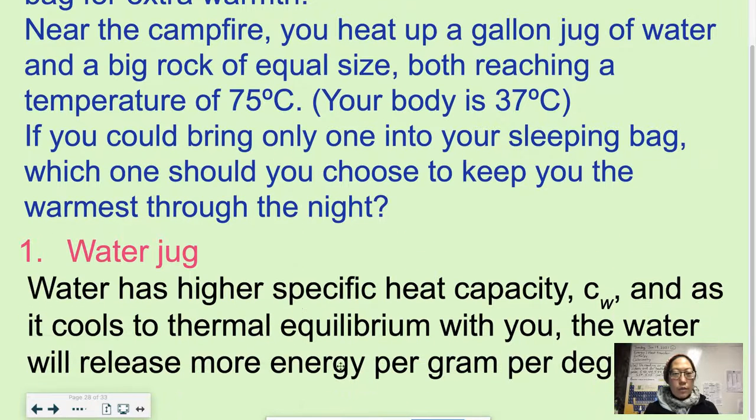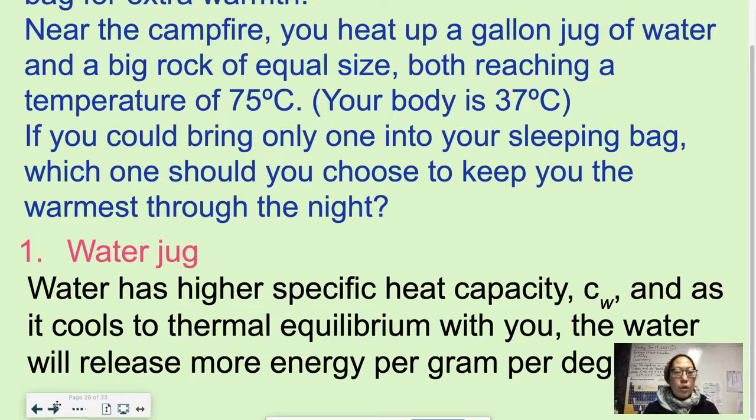Water has a pretty high specific heat capacity for its molar mass. And so as it cools, it's going to release more energy per gram per degree as it cools down. As it loses 1 degree of temperature, it will release more energy because it had to absorb more energy in order to be raised 1 degree.